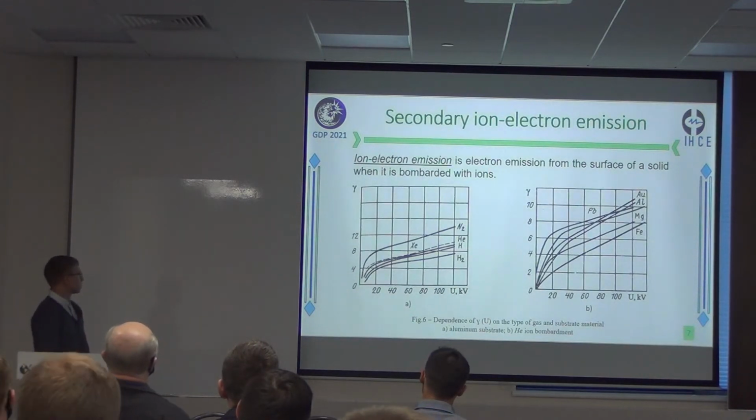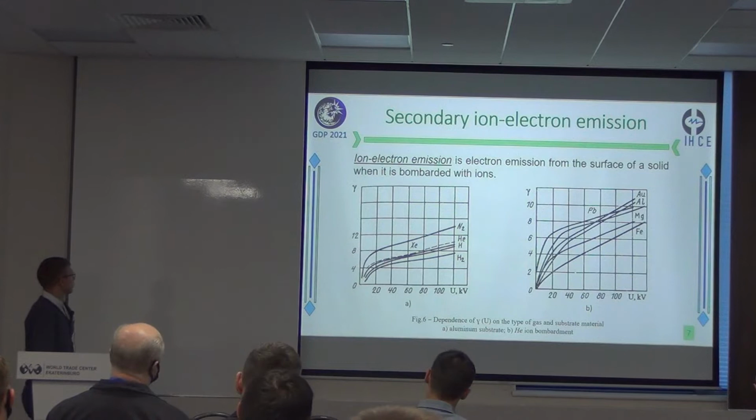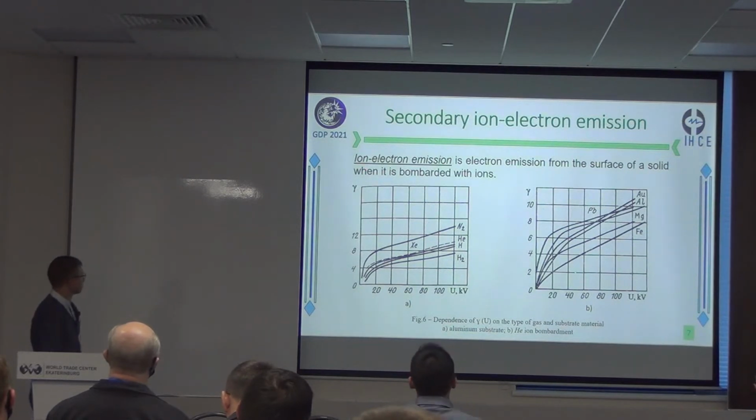Because the studied accelerator is based on secondary ion-electron emission, we need to address what it is. Ion-electron emission is electron emission from the surface of a solid when it is bombarded with ions. Efficiency of this emission is characterized by the coefficient gamma, which depends on the energy of the incident particle, type of ions, and substrate material.